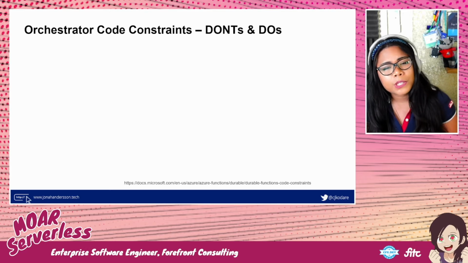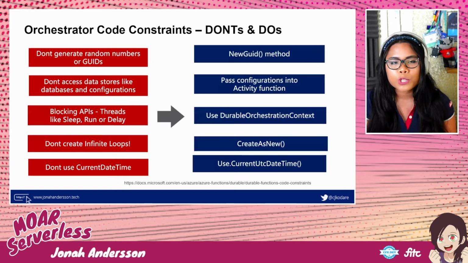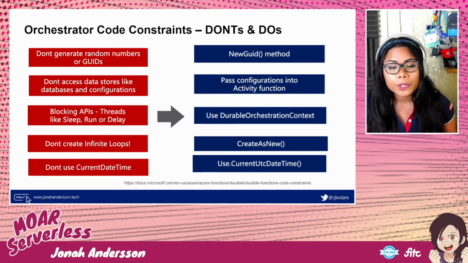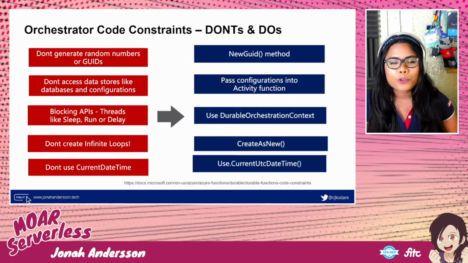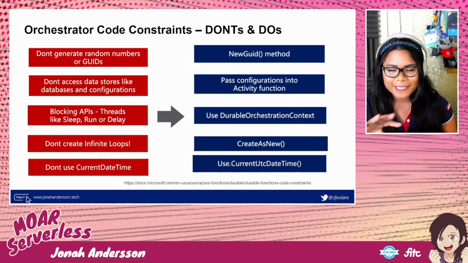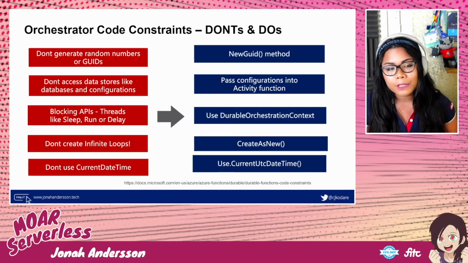And then I mentioned something about the orchestrator needing to be deterministic. So there is actually a list of documented code constraints for the orchestrator. These are just a few of them, but there are actually more. So, for example, I'm talking in the .NET world right now, and these examples.